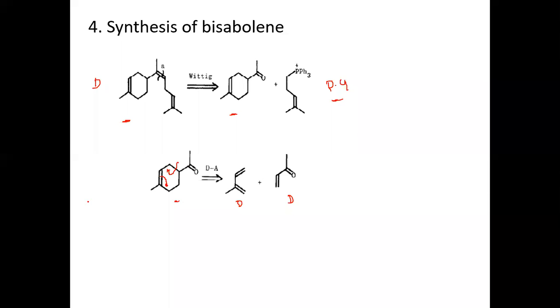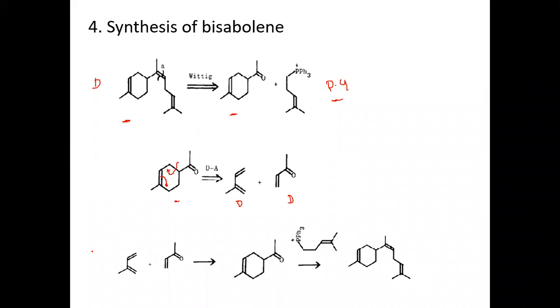Next we shall see the synthesis. We'll begin with the Diels-Alder reaction. You know that it is a 4+2 addition reaction. We'll get this product. Next, we'll add a phosphorus ylide to this one. To the ketone, if you add phosphorus ylide, we'll get this double bond. This is our target molecule.